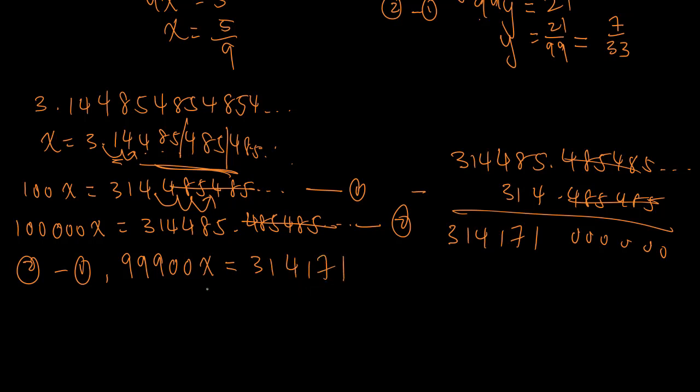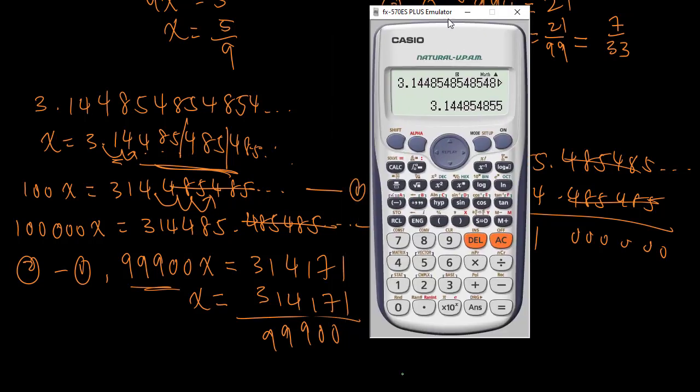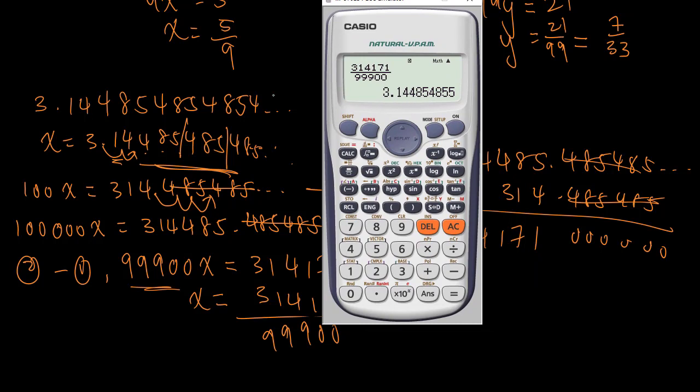To solve for x, we just need to divide by this number. In the end, we have this as our final answer. Let's check our answer using a calculator. A fraction, 314,171 over 99900. Enter. You have exactly the same answer. So in the end, you can always use your calculator to check the answer for you.